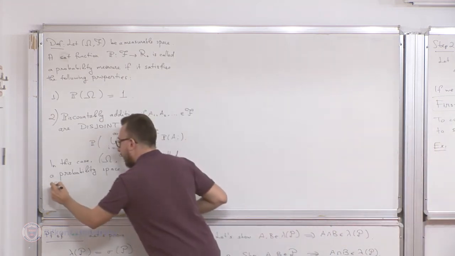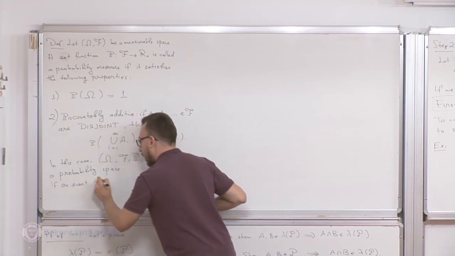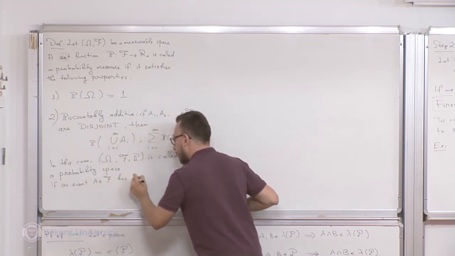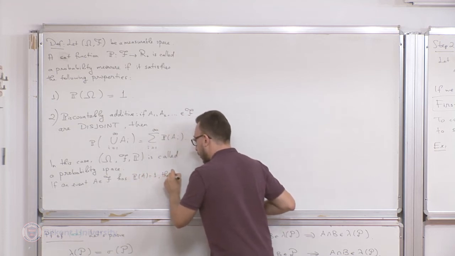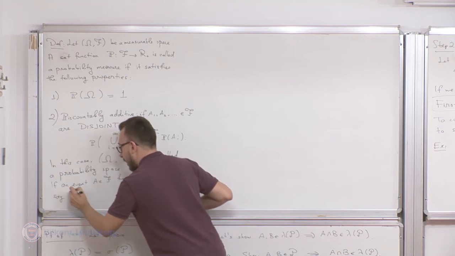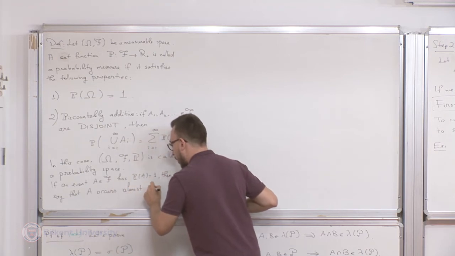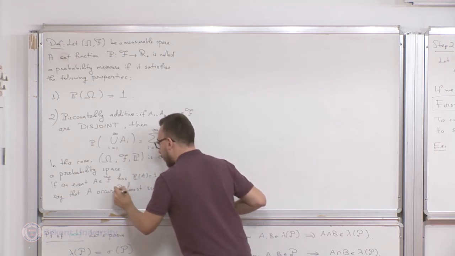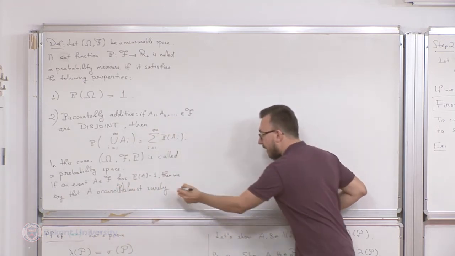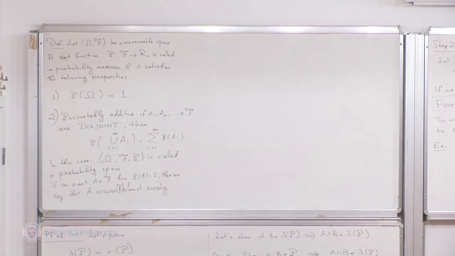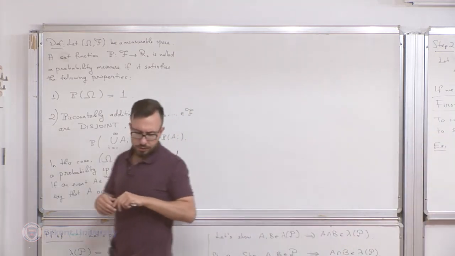And if an event A has probability 1, then we say that A occurs almost surely, or sometimes P-almost surely, if you have ambiguity about the choice of your probability measure. So almost sure means with probability 1. We're going to use this term a lot, so that's why I'd like to introduce it right now.